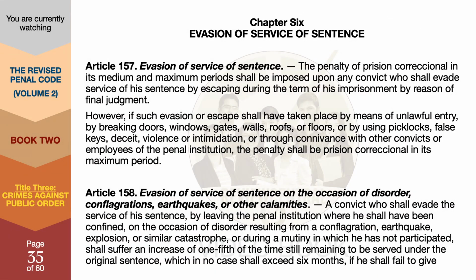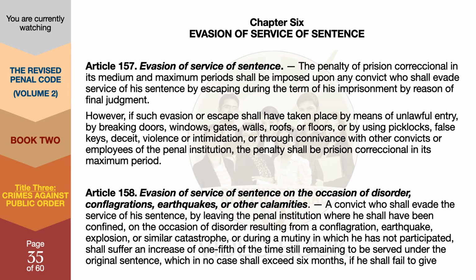Chapter 6. Evasion of service of sentence. Article 157. Evasion of service of sentence. The penalty of prisión correccional in its medium and maximum periods shall be imposed upon any convict who shall evade service of his sentence by escaping during the term of his imprisonment by reason of final judgment.